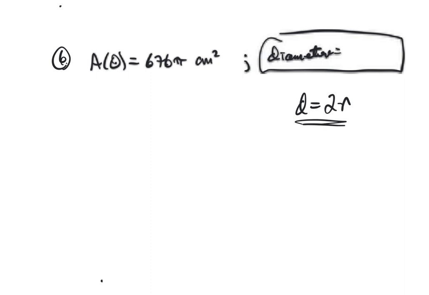Okay, again, anytime we're given the answer to an area, circumference, anything like that, we start with the formula. The formula for the area of a circle is pi times the radius squared. And what we're going to do is replace area with 676 pi.